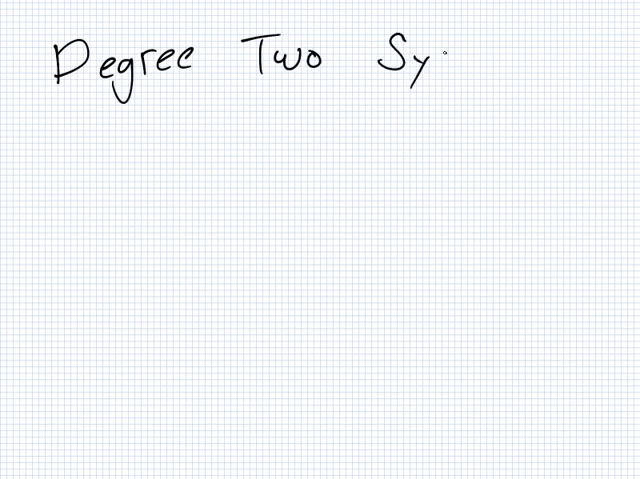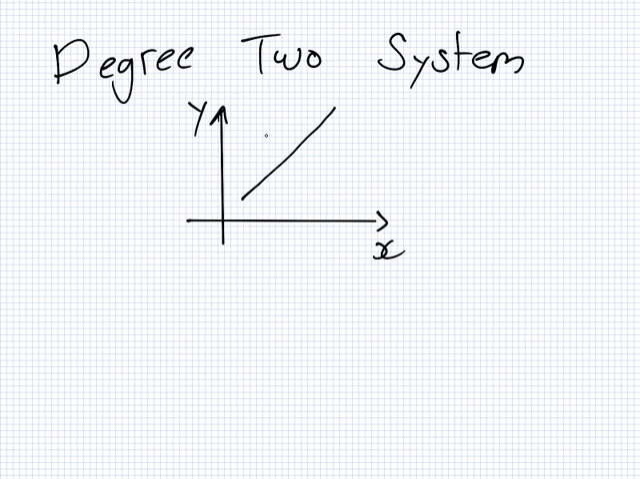I call this now degree 2 system. Now listen. So these are problems when you have 2 lines and you want to find where they meet, like this. So we have 4 methods.